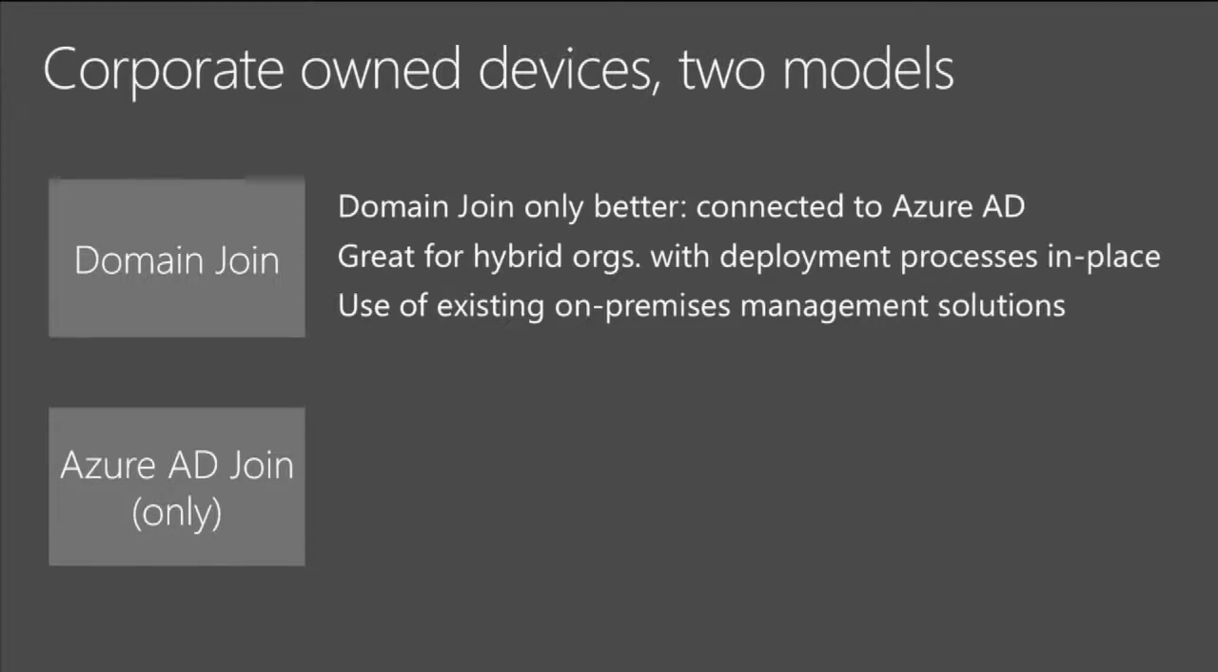Now, this is great for organizations that already have processes in place to deploy domain-joined devices. You don't need to change those processes. You can just enjoy the new benefits of having Windows 10 domain-joined devices. And then, of course, you can keep using your existing on-prem management solutions like SCCM, for example, and there are even some investments in SCCM that will enable some of the experiences in Windows 10, like Microsoft Passport, and I'll talk to you about that in a minute.